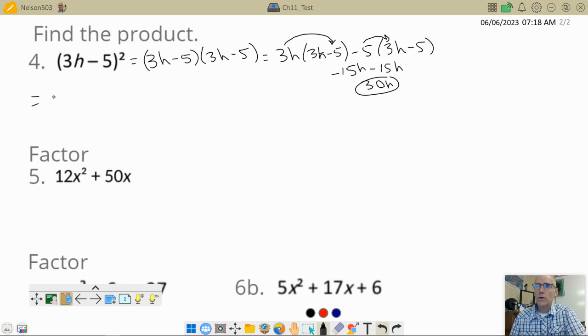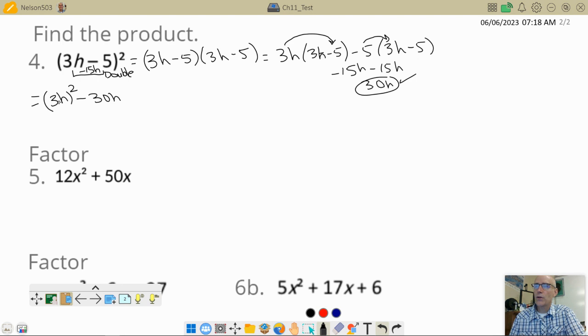is you square the first term. So you take 3h and you square it. And then you multiply these two together. That gives you negative 15h. And then you double it. Okay, so we're going to double that and put down negative 30h. So that's this middle term over here.